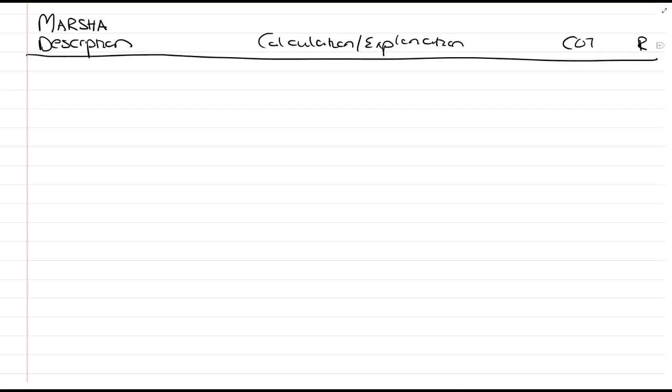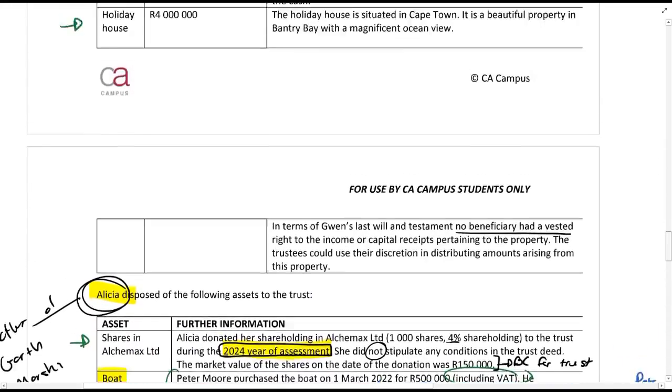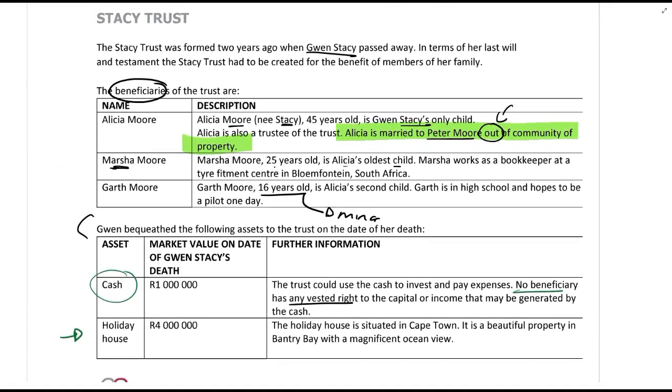Okay guys, this is now a big question, and there's always the risk of feeling a little bit overwhelmed. The best thing is to just start at the top, work your way down, and address it as it comes. So, quick recap. This trust was formed by Gwen Stacy 2 years ago. These are the beneficiaries of the trust. Alicia, who is one of the persons we're looking at, is the daughter of Gwen Stacy. Gwen Stacy has passed away.